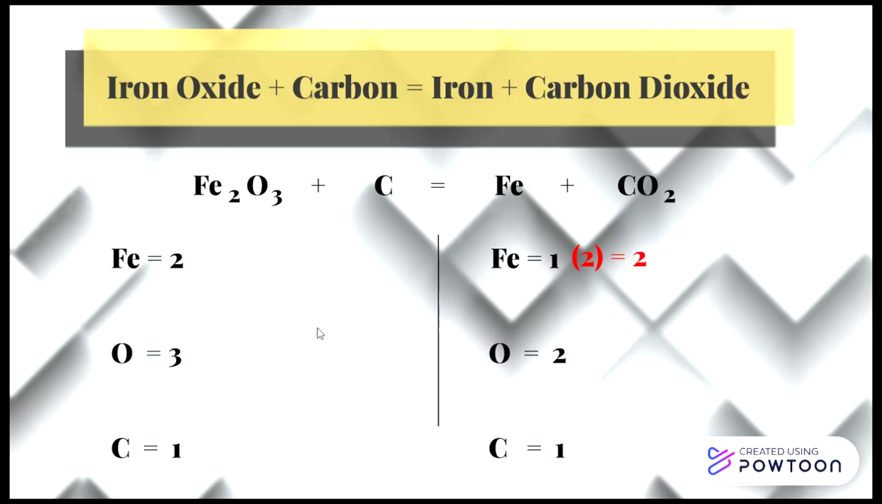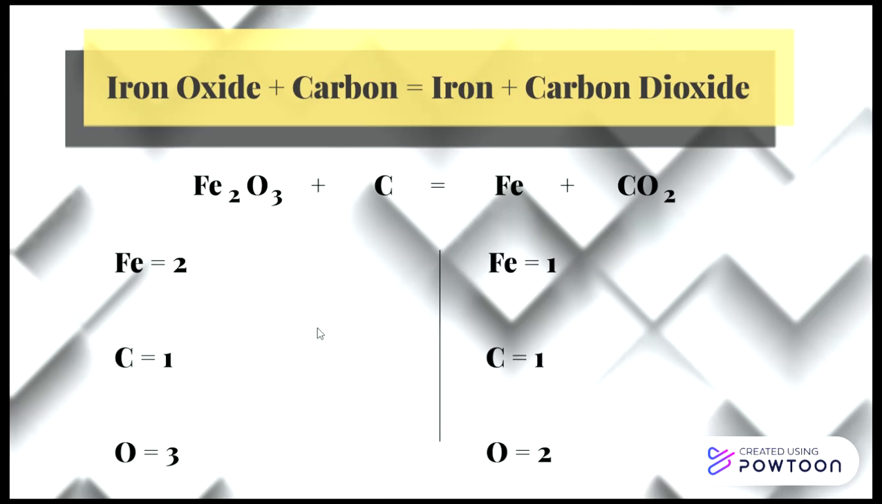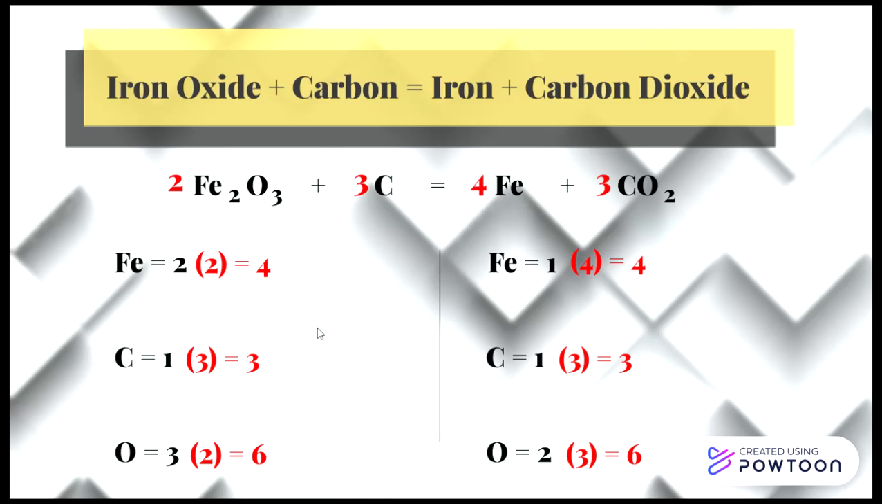Because the atom numbers of oxygen are not both even, we must now find the LCM, the lowest common multiple, that being in this case 6. Now we know that we need a coefficient of 3 on the reactant side and 2 on the product side. However, because both of them are compounds, the coefficients that were added now apply to the elements attached to them as well, making iron equal to 4 and carbon equal to 3. With that, we finally have our balanced equation.